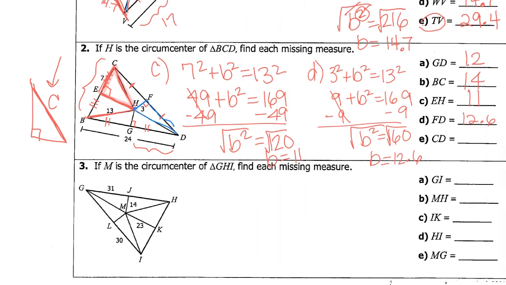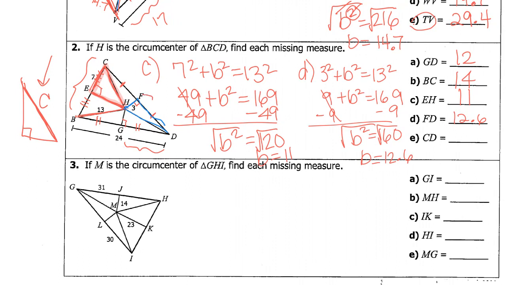And for part E, I need to find the length from C to D. So I know that from F to D, it's 12.6 because I just found that. So if I multiply that by 2, I get the whole length. So you get 25 points.